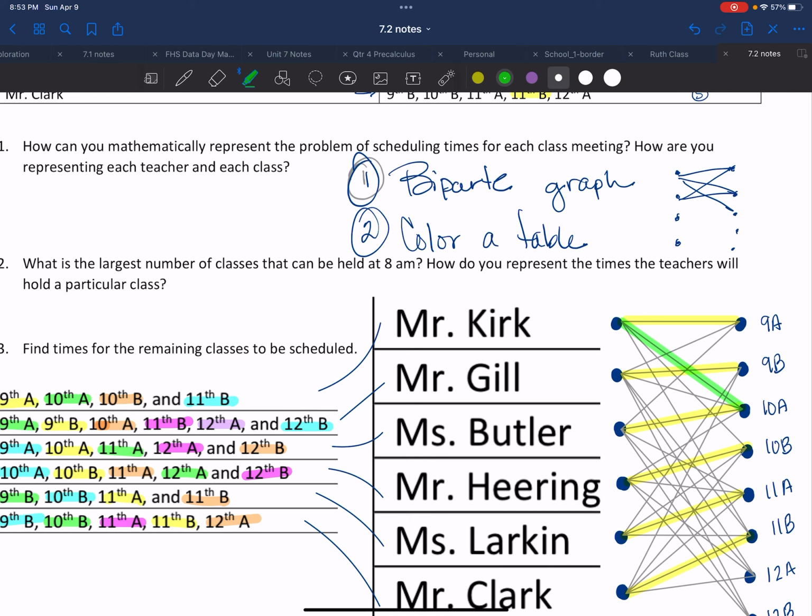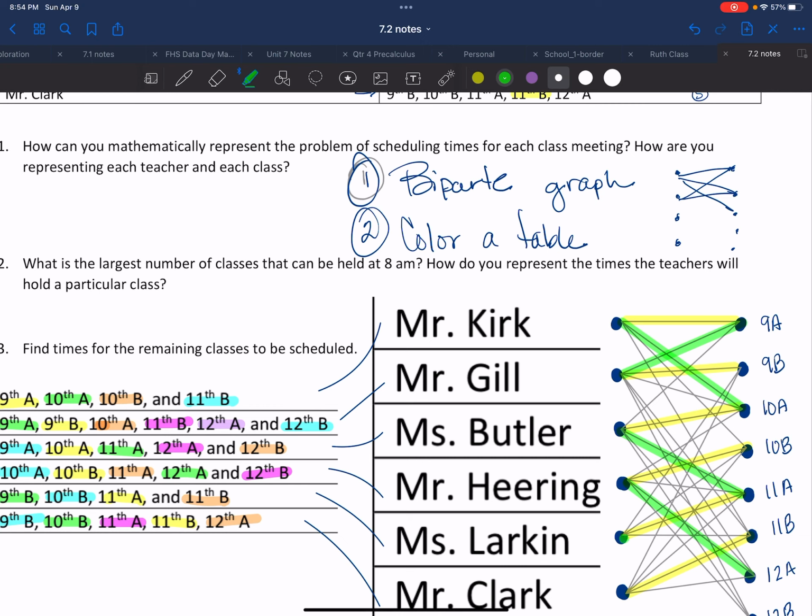Well, then that lets Mr. Gill do 9A at that time. And then that will give Ms. Butler an opportunity to do 11A at that time. And then Mr. Herring could do, can't do 10A because that's already taken. He could do 12A at that time.